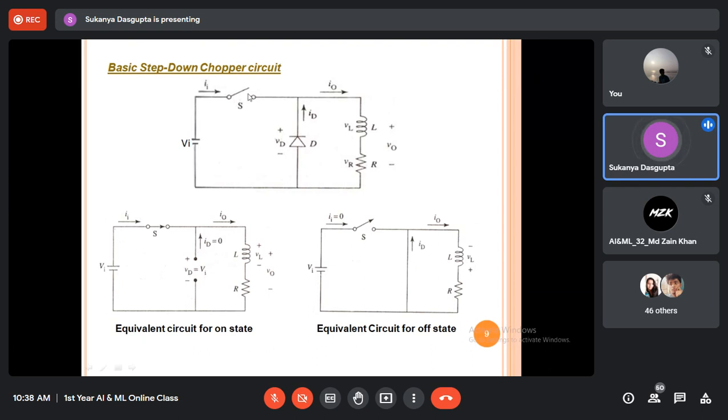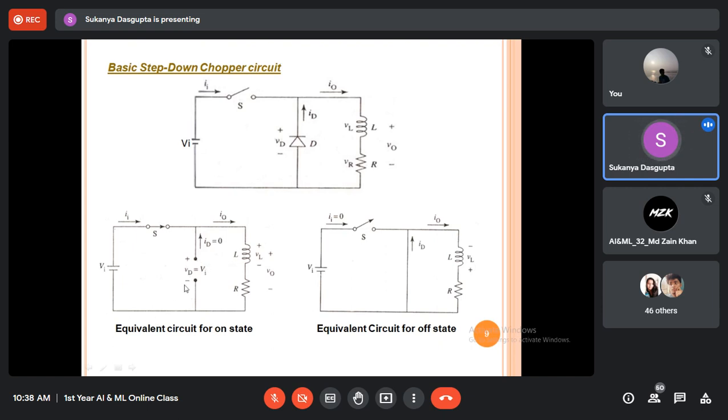Okay, so first you consider the second figure showing the equivalent circuit for on state. On state means when the switch is closed. The switching on and off will be done by the control circuit, by the triggering signal. So when the switch is closed, what will happen? The circuit will be closed and the current I will be flowing through this circuit, right?